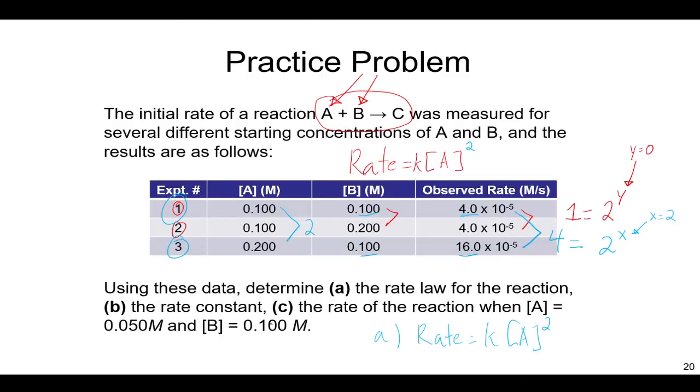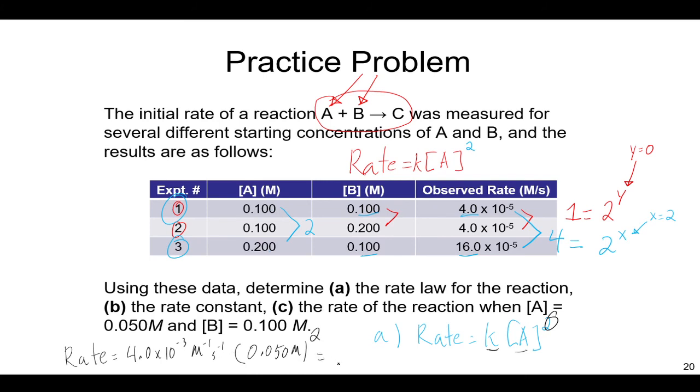Your part C here, the rate of the reaction when A equals 0.5 and B equals 0.1. Well, we have K, we have an A value, we plug them in again to the overall rate law, and the rate is going to be the K value we just figured out, 4.0 times 10 to the negative 3, over molarity seconds, times the concentration of A. In part C, we're given 0.050 molarity, squared, and now we solve for the rate.